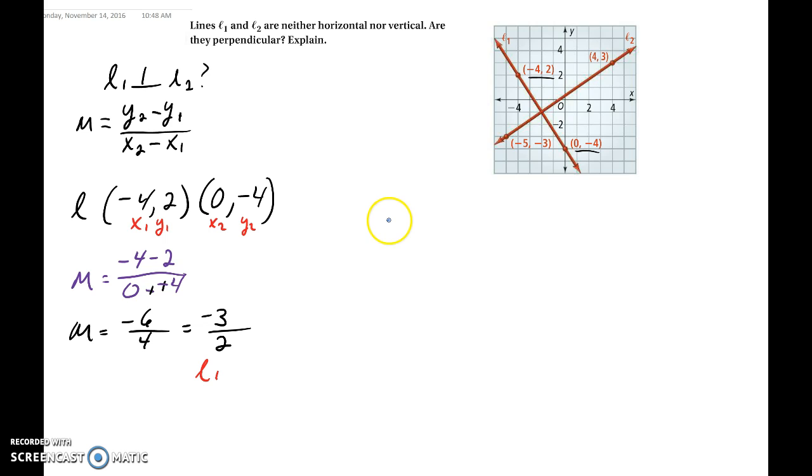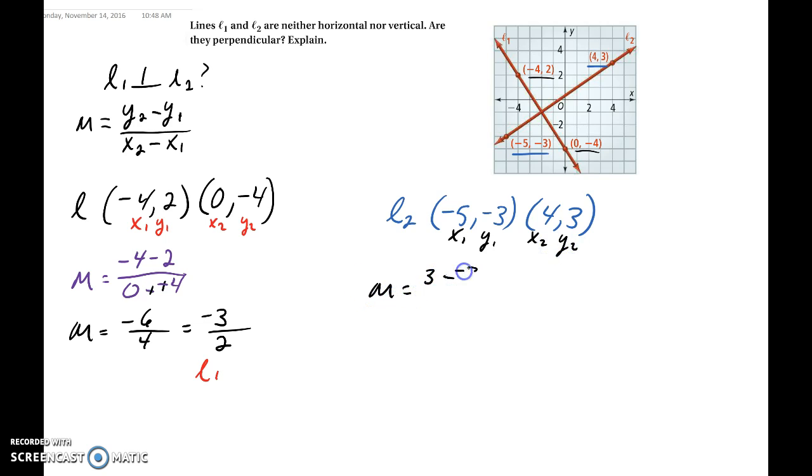To find the slope for line 2, our points are (-5, -3) and (4, 3). We denote these as x1, y1, x2, y2, and plug into our slope formula. So it's 3 minus -3 over 4 minus -5. These both turn to plus. So then our slope is equal to 6 over 9, which is then equal to 2 over 3. And that's our slope for line 2.